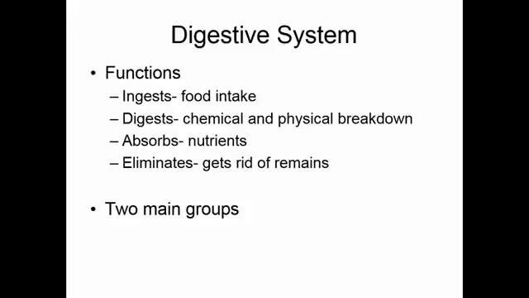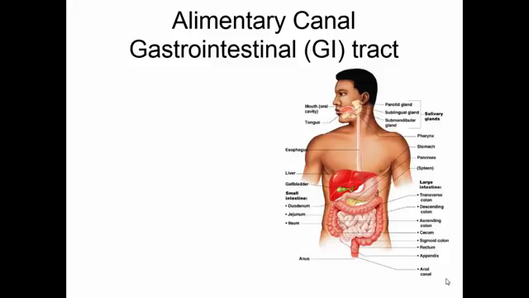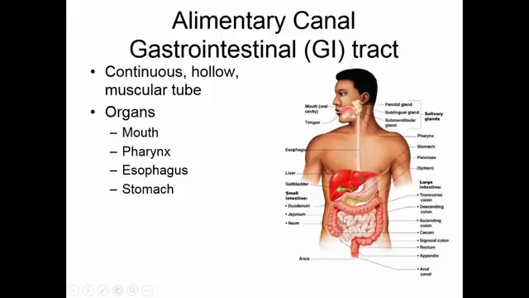There are two main parts to the digestive system: the alimentary canal, or the tube that goes through our body, and the accessory digestive organs that are outside the tube but assist us with the digestive processes. The alimentary canal is also known as the gastrointestinal tract or the GI tract. It is a continuous hollow muscular tube that extends from mouth to anus. It includes the mouth, the pharynx, the esophagus, the stomach, the small intestine, and the large intestine.